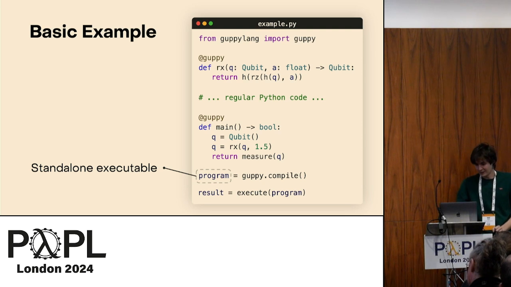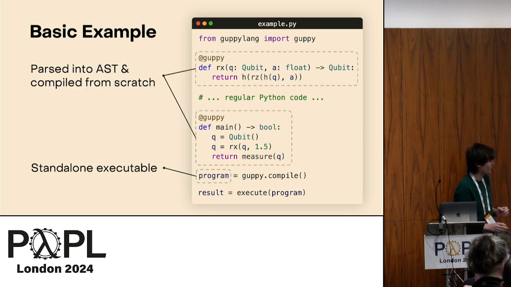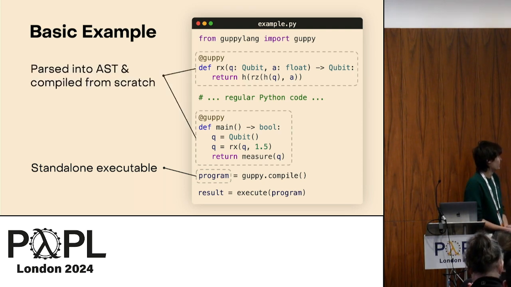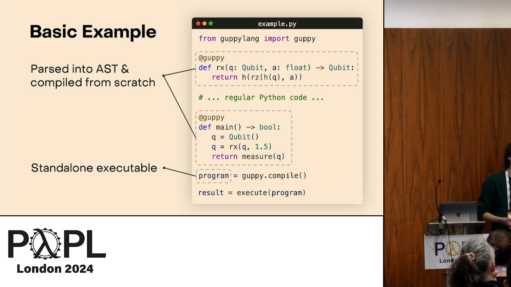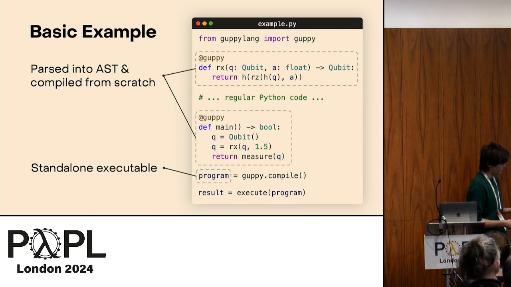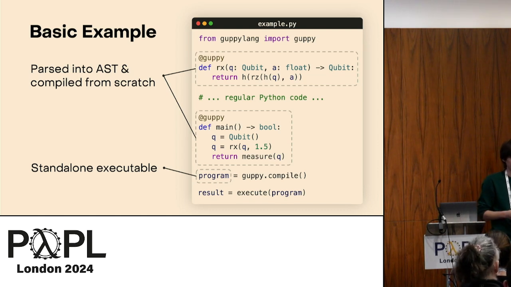Right? And this also means that what's actually happening when I call compile is we're looking at the source code in the Python file for all functions that are annotated. We parse it into an abstract syntax tree, and then we compile it from scratch. So this means the only thing we're actually inheriting from Python is its syntax. And everything else is completely custom. We can decide whatever we want to do.